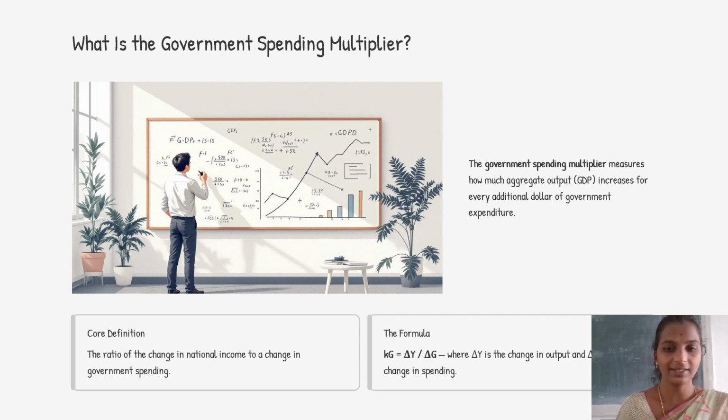The formula is Kg equals delta Y by delta G, where K is the multiplier, Kg is the government expenditure multiplier, delta Y is the change in output, and delta G is the change in government expenditure. That is, the change in spending.